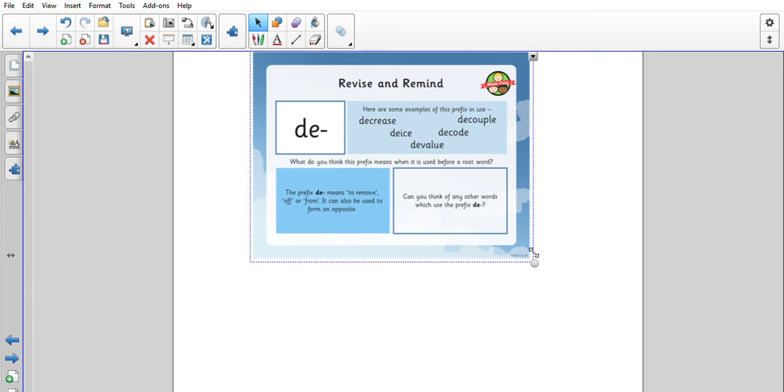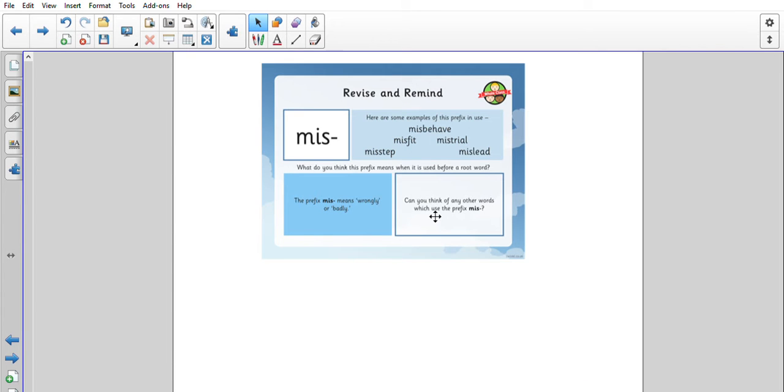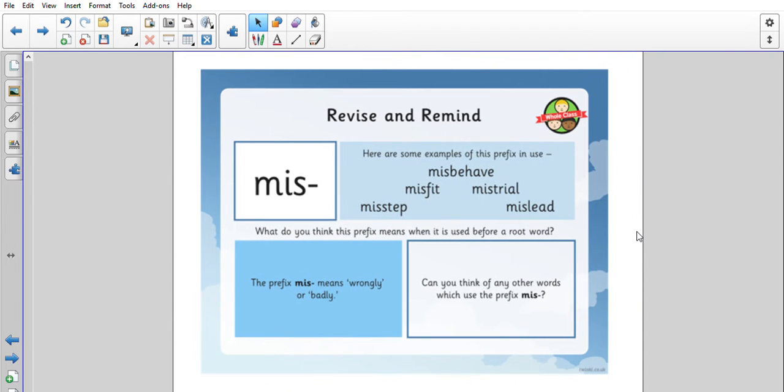De means to remove, off or from. Okay, so if you're decreasing something, something's taken off it, it's getting smaller. So we've got decrease, devalue, decode and decouple. And then we've also got mis. These are the 3 that we're going to look at today. And mis basically means something that's bad or wrong. So misbehave, misfit, mistrial, mislead and misstep.